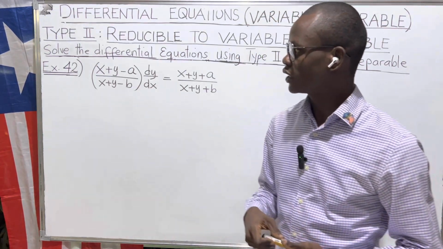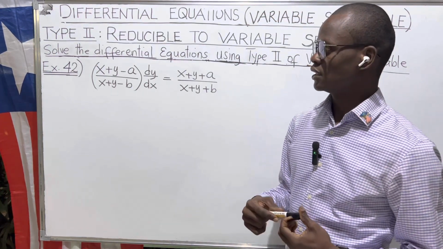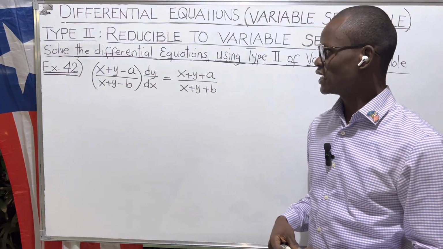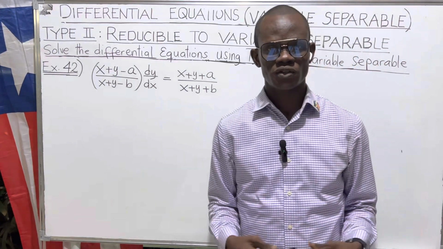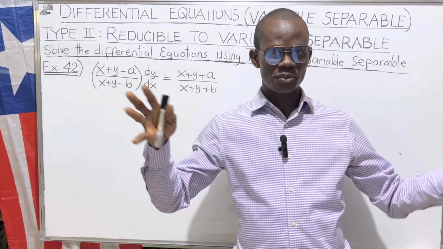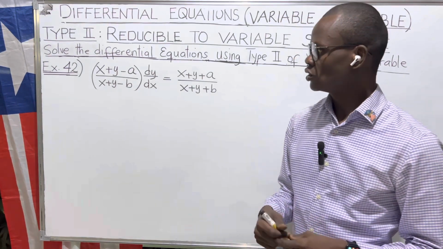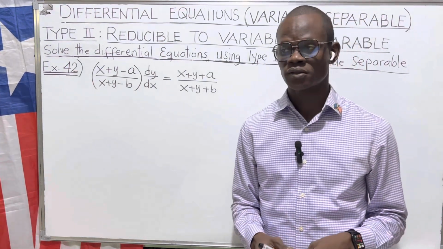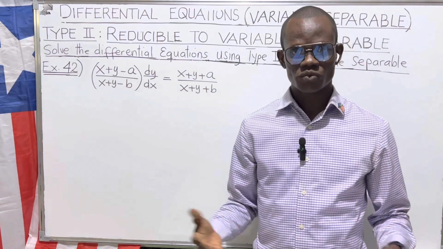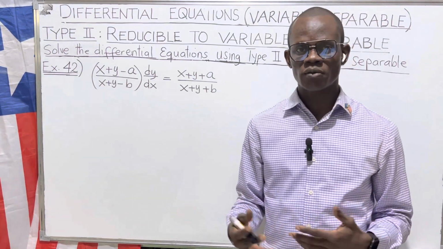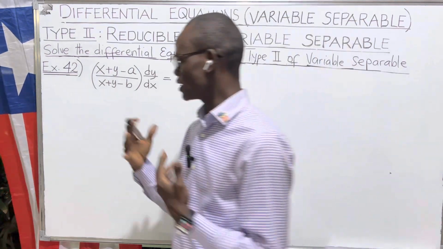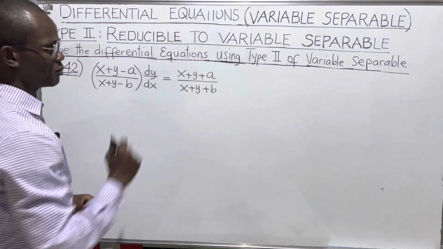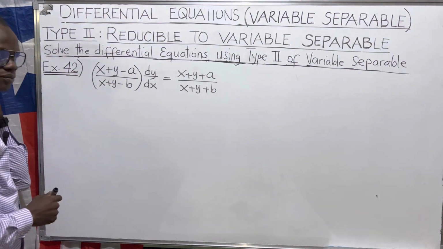Today, I will be looking at differential equations and type 2 of the variable separable method. Under type 2, we said if you have a differential equation in which you cannot easily separate the variables, then you look for some other expression within the differential equation that could be substituted so that it becomes a variable separable differential equation. That's all about type 2, which is reducible to the variable separable method.